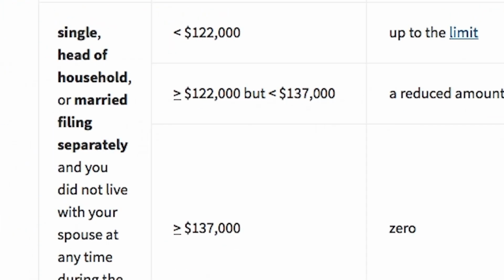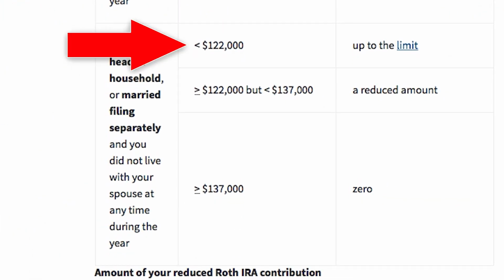And there's other ways of getting money into the Roth IRA, but this is directly into the Roth IRA. So let's say that you made under $122,000, then you can contribute the full $6,000 limit directly into the Roth IRA. So if you did $7,000 by mistake, that would be a $1,000 over contribution that you would need to take out of the Roth IRA.